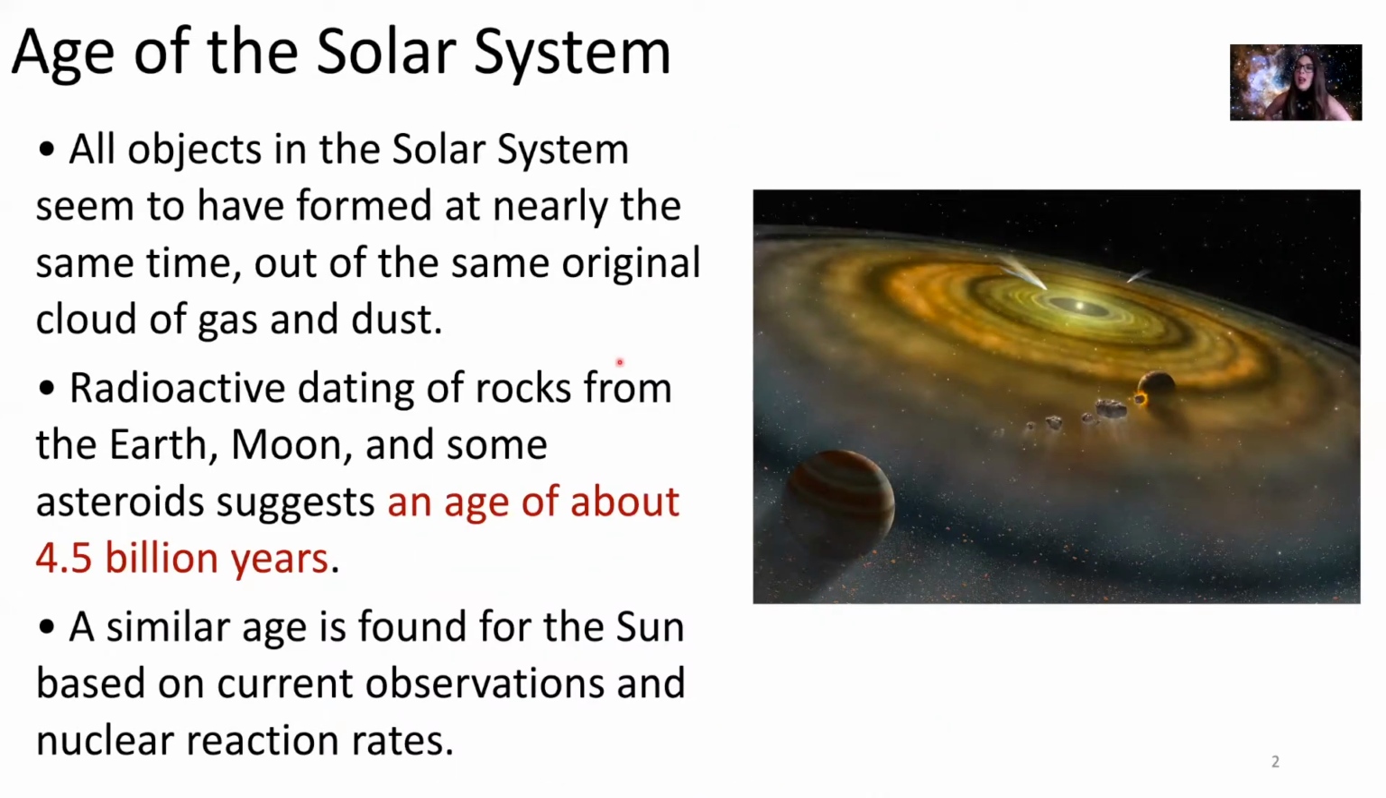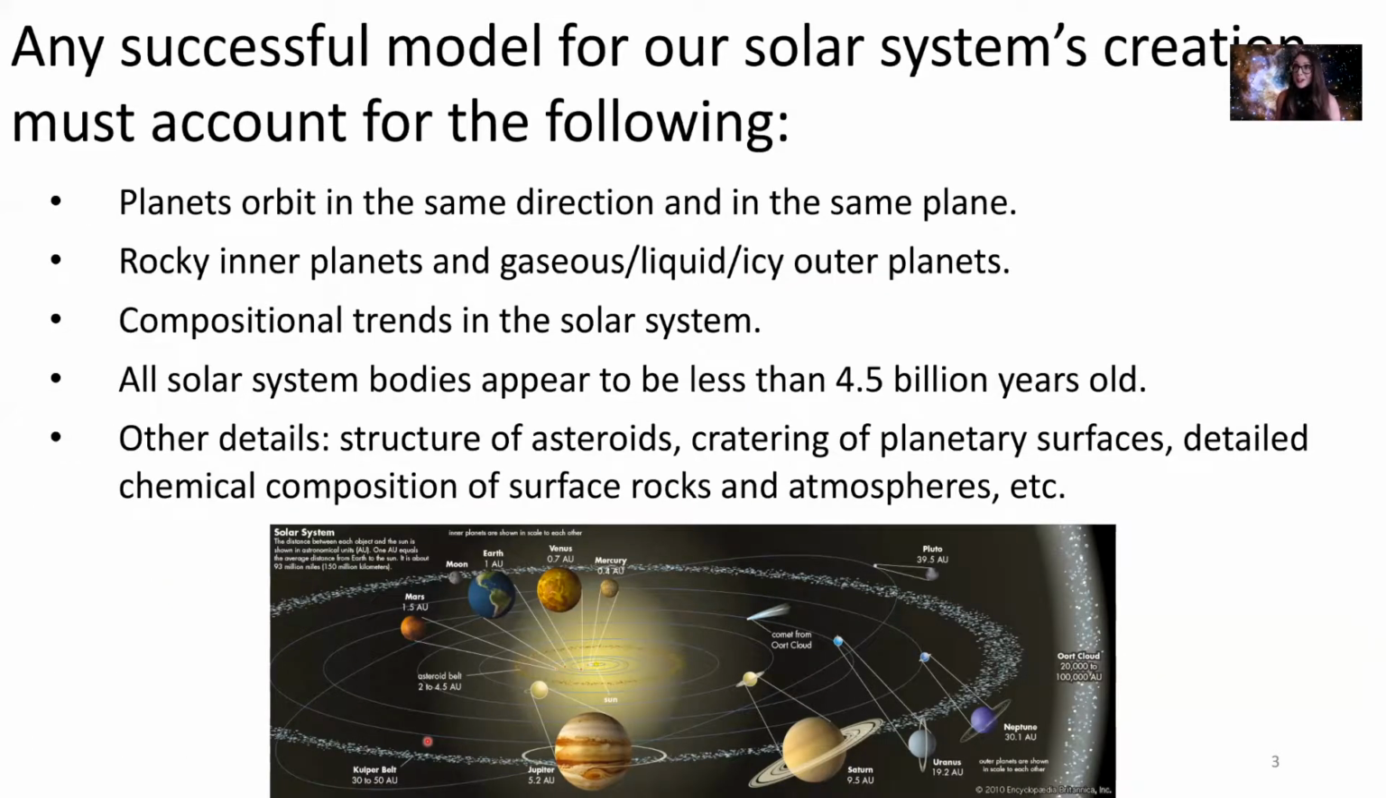All of the objects in our solar system seem to have been formed at nearly the same time out of the same original cloud of gas and dust. Radioactive dating of rocks from the Earth and the Moon and other asteroids suggests an age for our solar system of 4.5 billion years. That's also about the same age as our sun. We have models to describe our solar system's formation, and any successful model to describe our solar system's formation must account for the following list of items.